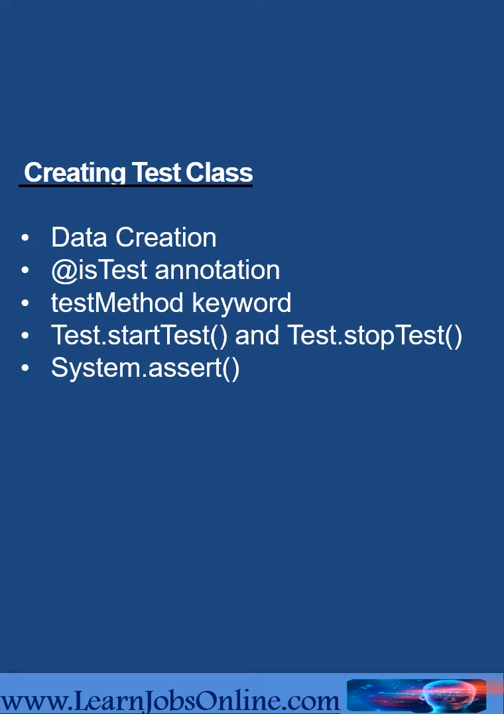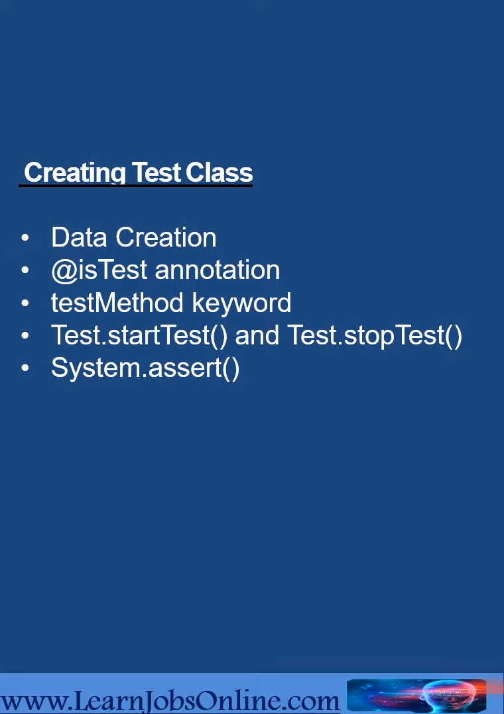First, data creation. We need to create data for a test class in our test class itself. A test class by default does not have access to the organization data. But if we set isTest(SeeAllData=true), then it will have access to the organization's data as well. Secondly is the isTest annotation. By using this annotation, we declare that it is a test class and it will not be counted against the organization's total code limit.